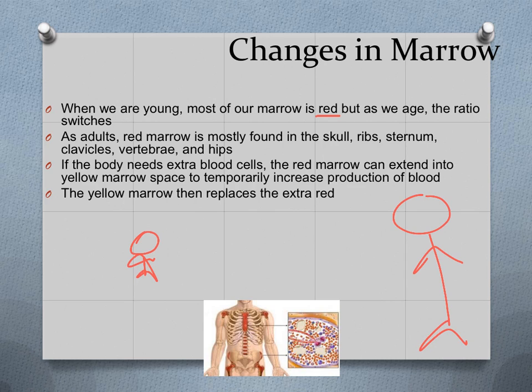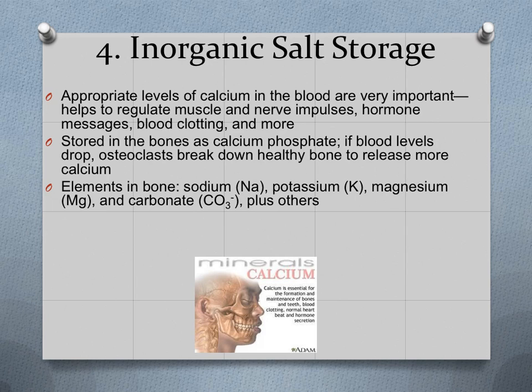As we get bigger, as we get into maturity at the end of puberty, then we have a lot more yellow marrow being created because we don't need blood as frequently or as necessarily as we did when we were little. And so there's more yellow marrow in adults. So let's make this guy yellow. There we go. Than there is in kids. Kids have a lot more red marrow. But the body is capable of switching those ratios when it needs to.